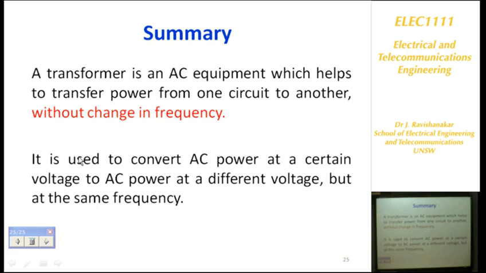So in summary, what is a transformer? A transformer is a device operating with AC, and it helps to transfer the power from one circuit to another without the change in frequency. And it is basically used to convert AC power at a certain voltage to AC power at a different voltage level, but it takes place at the same frequency. Okay, thank you.